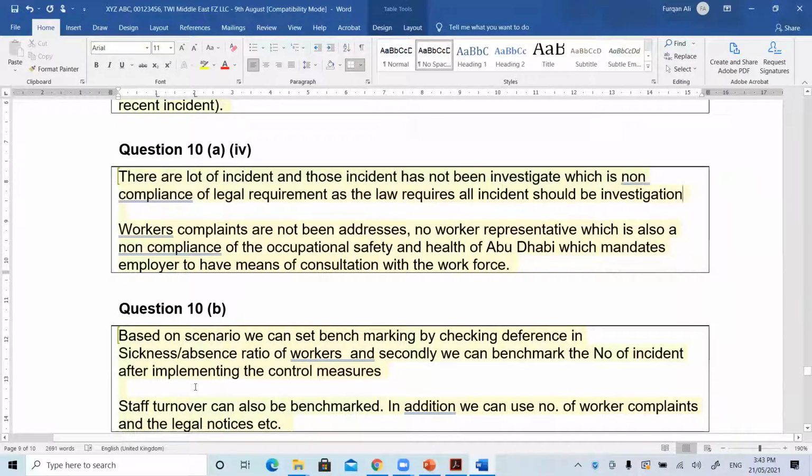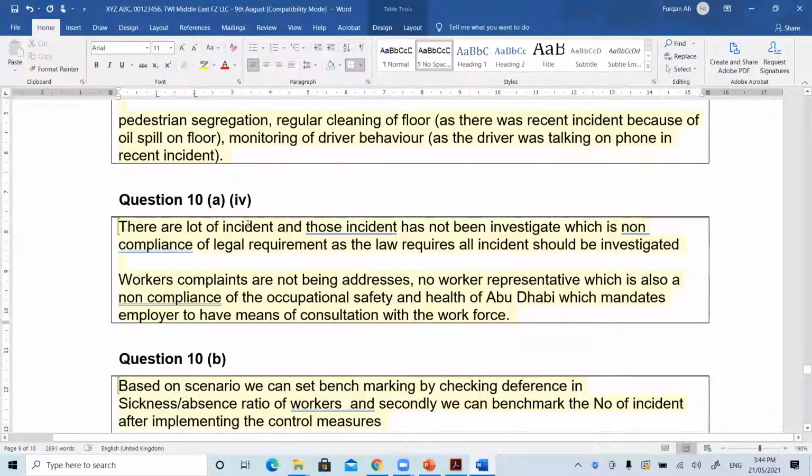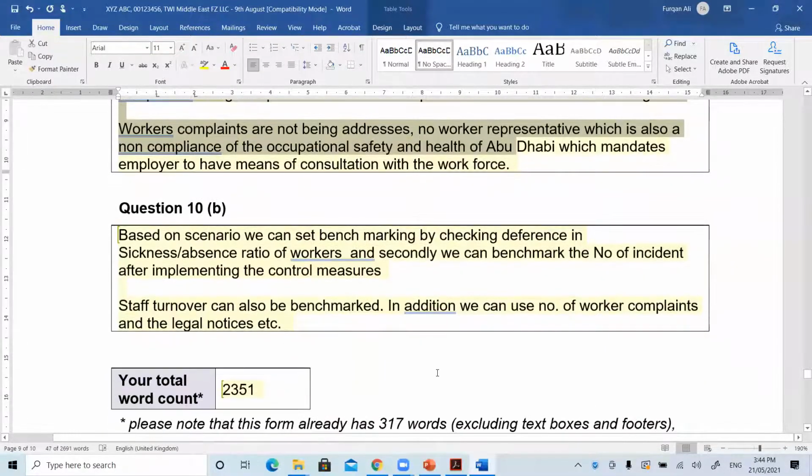So you need to investigate all incidents. This is a legal requirement. Another legal requirement is that workers' complaints need to be addressed, and here workers' complaints are not being addressed and there are no worker representatives, which is also non-compliance of the occupational health and safety law. Okay, so these are 2 points here. Again, they will get you decent marks.